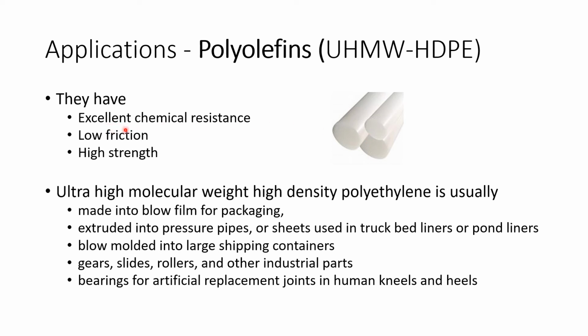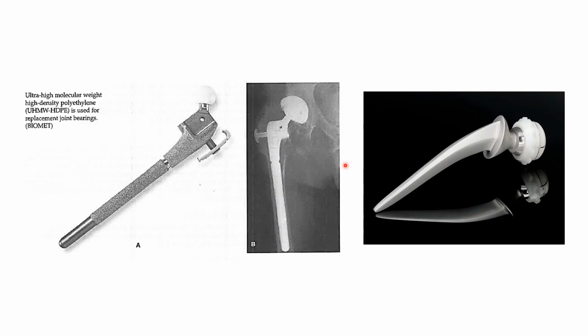So here I wrote it down. This is very important. See how it looks so solid and strong here? So this is your UHMW, HDPE, and we're using it here in your knee replacement, the joint bearings.